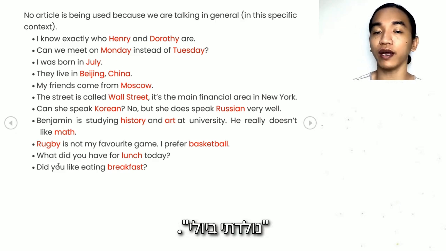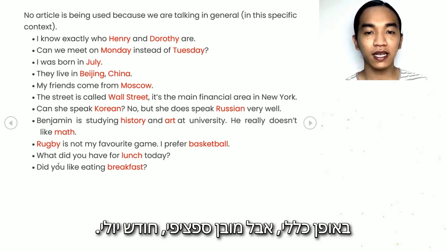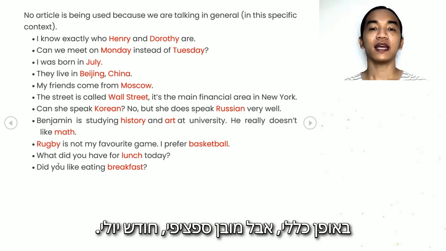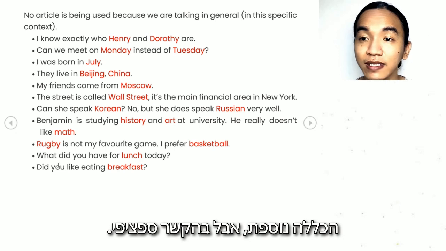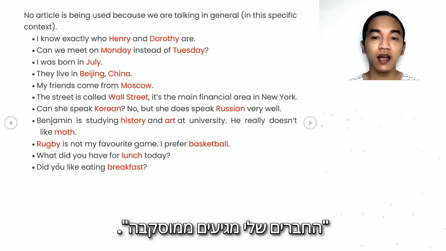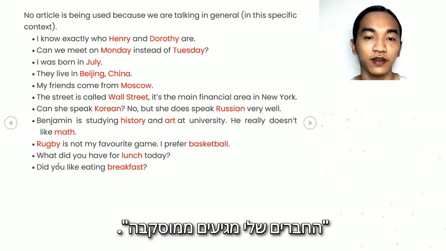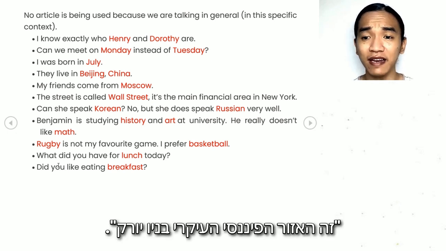I was born in July. Okay, in general but specific sense, the month July. They live in Beijing, China. Another generalization, but in a specific context. My friends come from Moscow. Okay, the street is called Wall Street, not the Wall Street. Okay, it's the main financial area in New York.